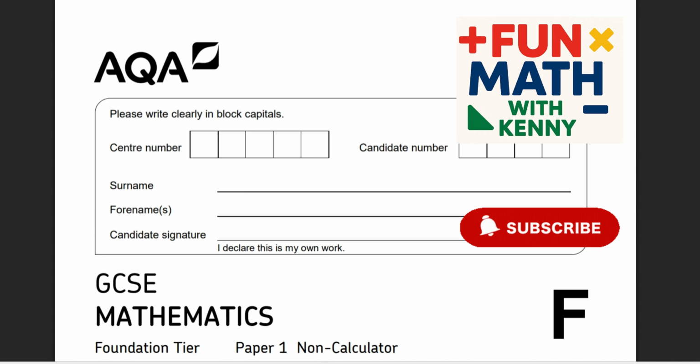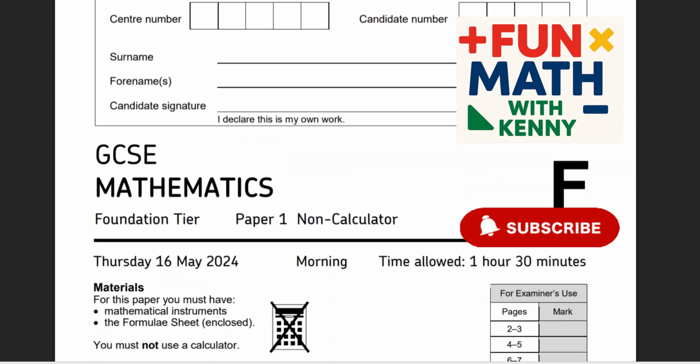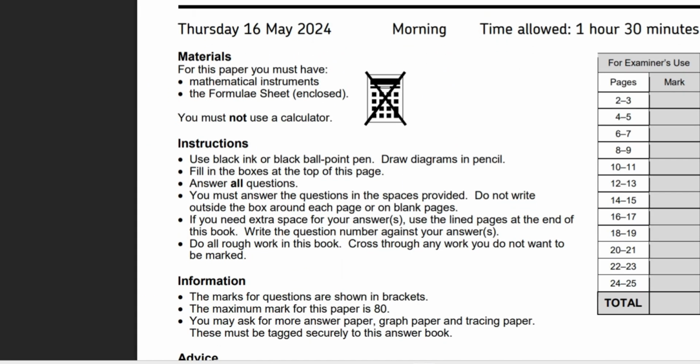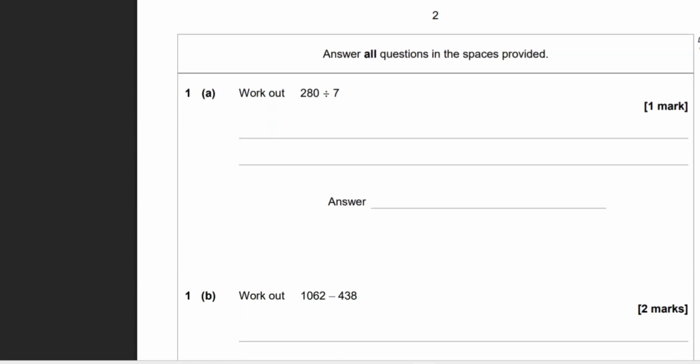All right, so we'll be starting with this. This paper is from Maths Genie. Shout out to them. They have so many resources for the AQA GCSE exam, and other exams as well, other bodies. So let's get started.